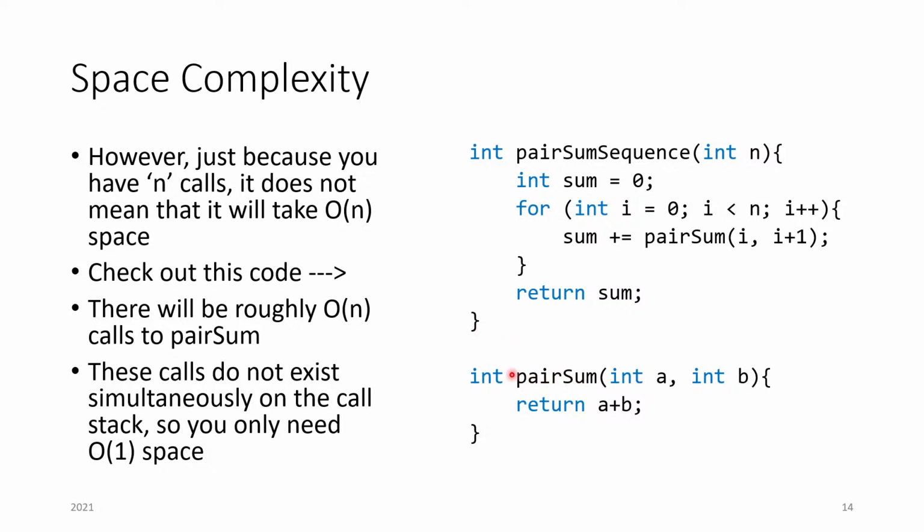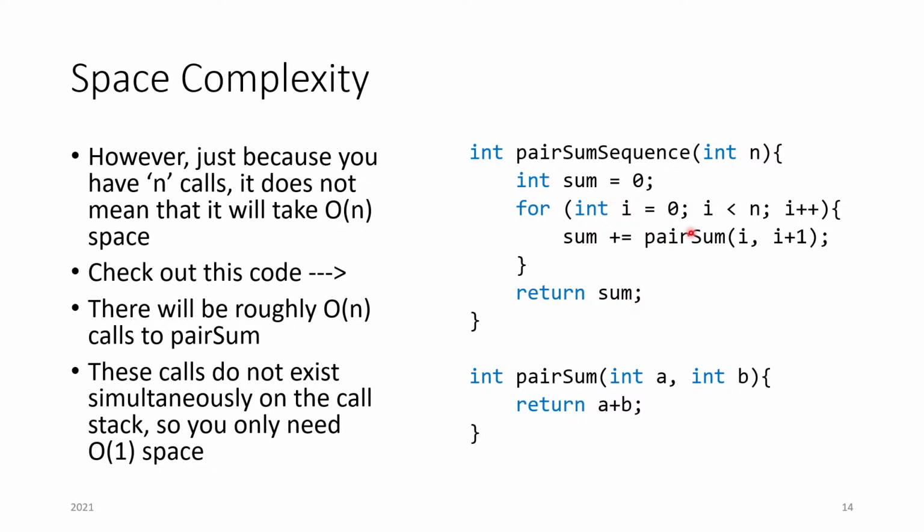So if we have pair of sum here, meaning that it just returns a plus b, and we call this function in an iterative function, meaning a for loop, we see the for loop goes from 0 to n. There will be O of n calls to this pair of sum function. But these calls don't exist all the time on your memory stack, because the function here is iterative in nature, not recursive.